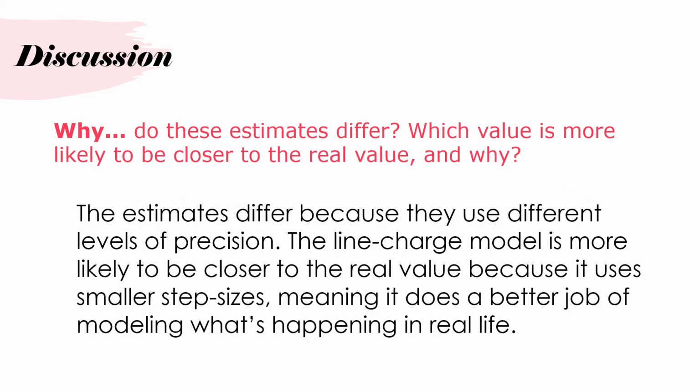So why do these estimates differ? And which is likely to be closer to the real value and why? These estimates differ just because they use different levels of precision. So the line charge model is more likely to be closer to the real value because it uses smaller step sizes, so it does a better job of modeling what's actually happening in real life.